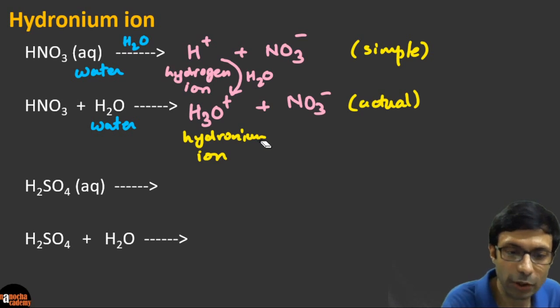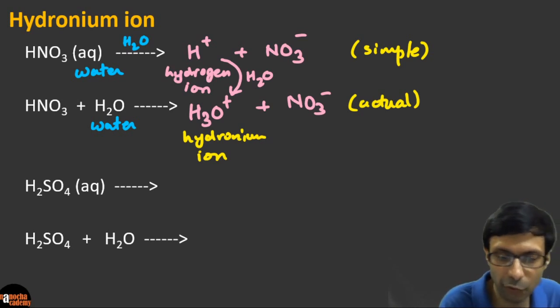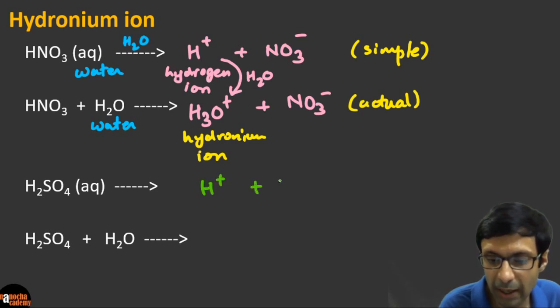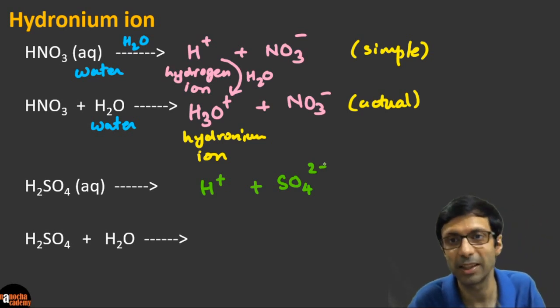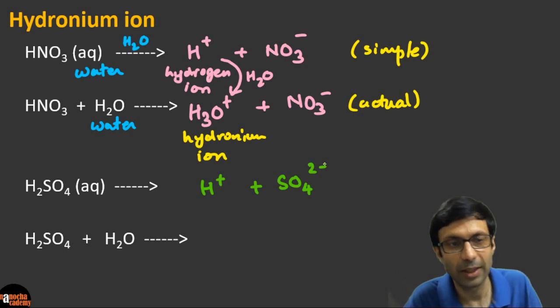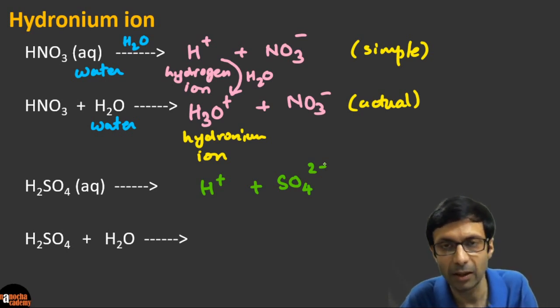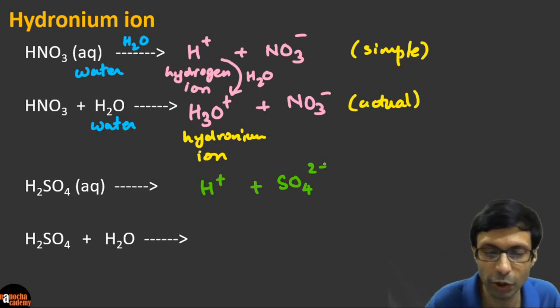So let's take a look at what it's going to be for the next one, sulfuric acid. Again, here we can say H plus and sulfate. You need to write the correct valency this time because it's an ionic equation. We're expressing 2 minus. Now, is this equation completely correct? Is there any issue here with my equation?